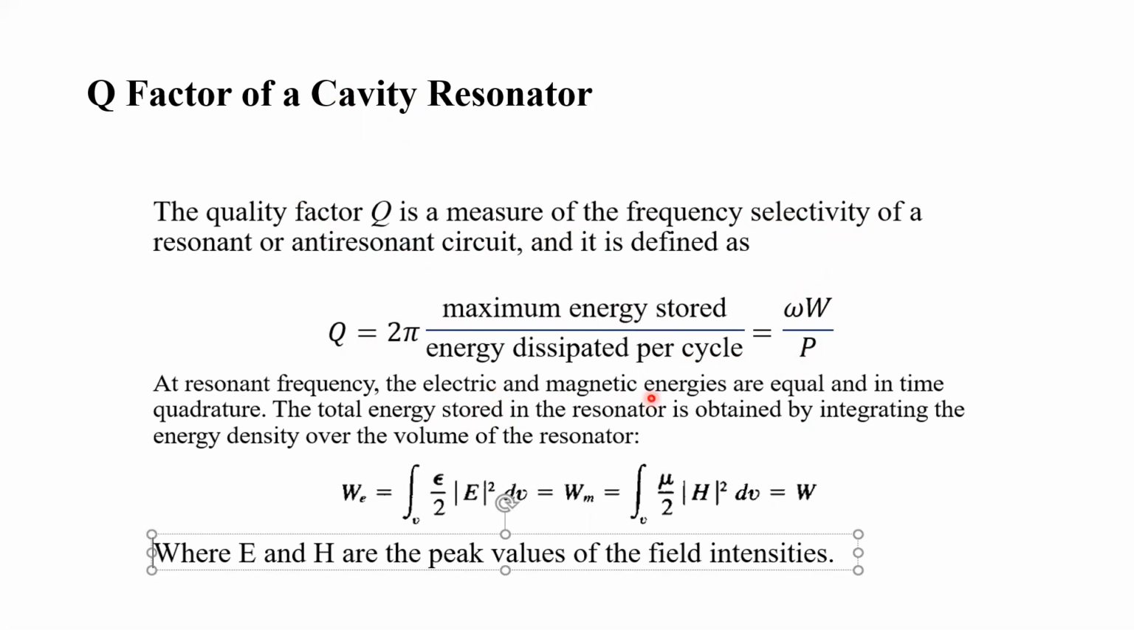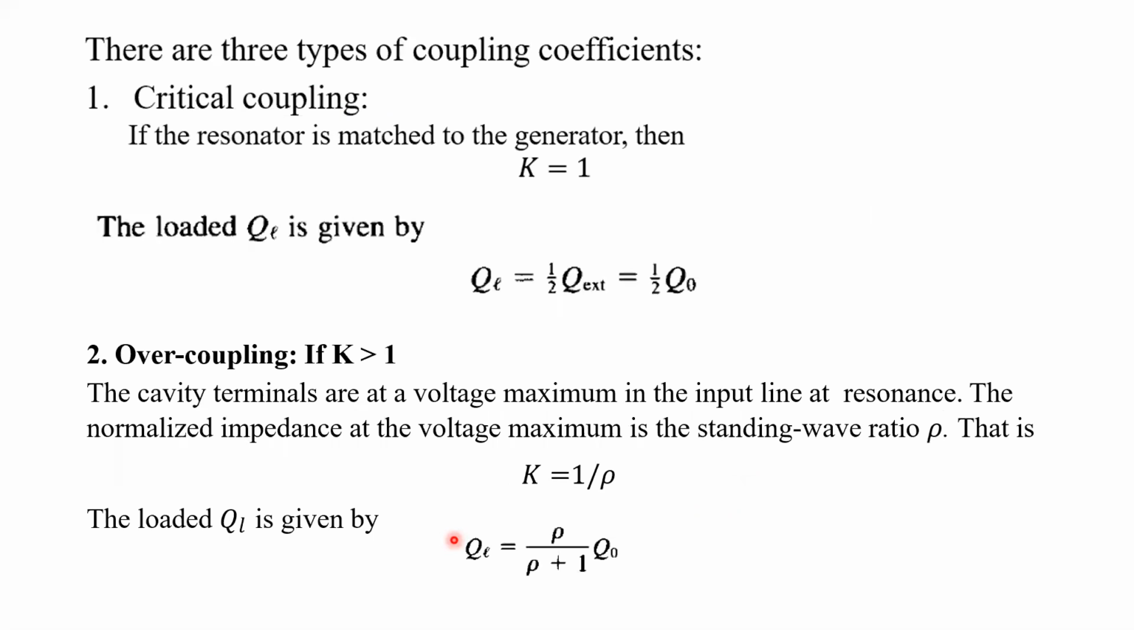At resonant frequency, the electric and magnetic energies are equal and in time quadrature. The total energy stored in the resonator is obtained by integrating the energy density over the volume of the resonator, which is given by WE. Energy stored is equal to integral over V of epsilon by 2 into mod of E whole square dV, which is equal to WM, which is equal to integral of mu by 2 into mod of H whole square dV, equal to W, where E and H are the peak values of the field intensities.